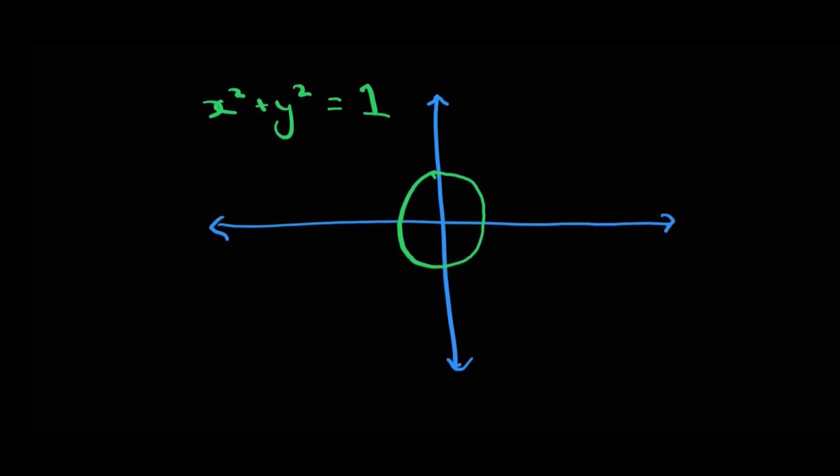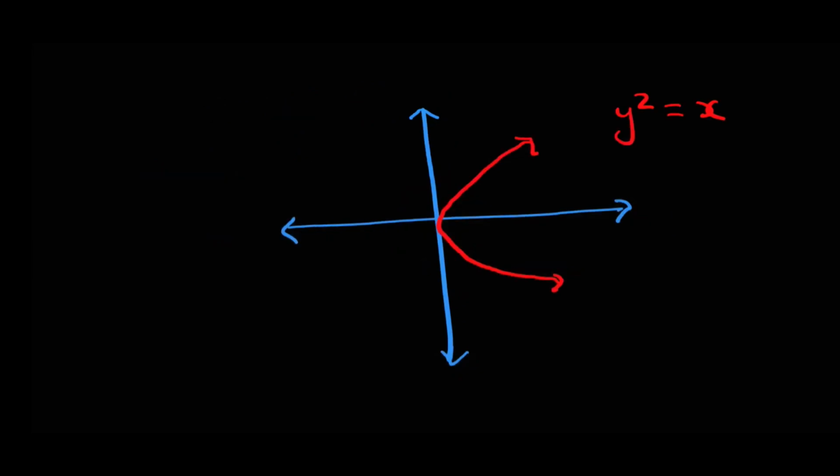How about x squared plus y squared equals 1? Well, this is the graph of a circle, and if you draw a vertical line through it, you can see that it has two intersections with the graph. So that means that this is not a function, because there's more than one intersection.